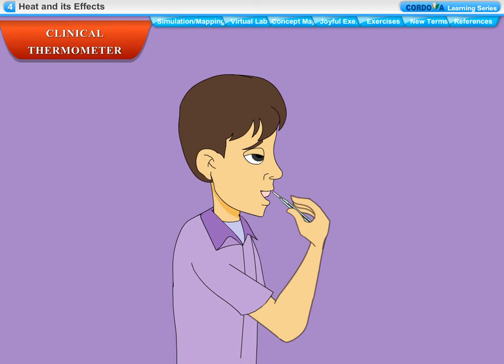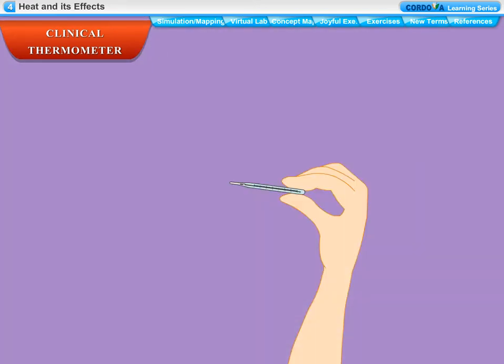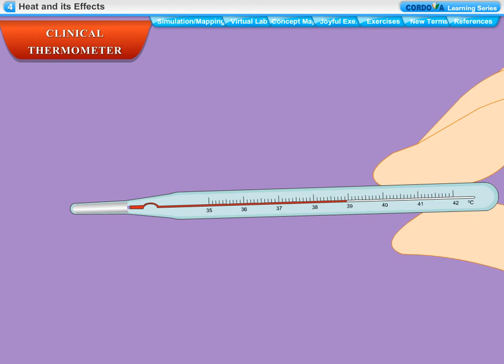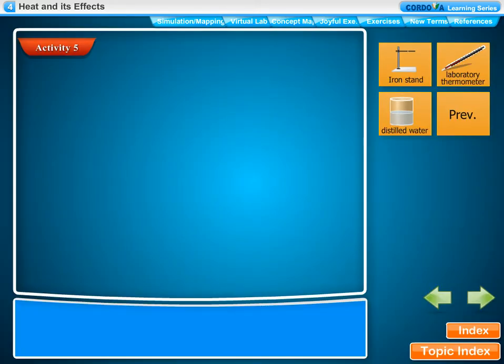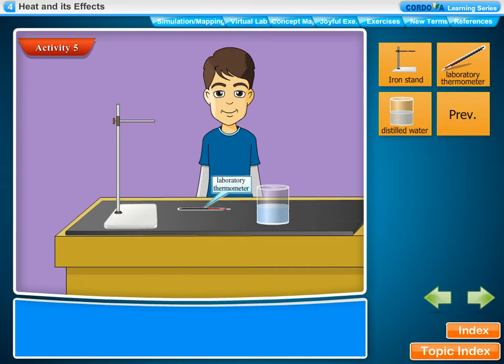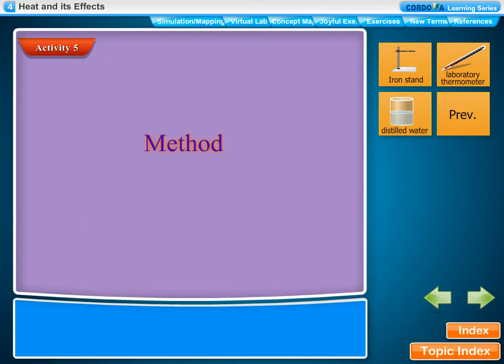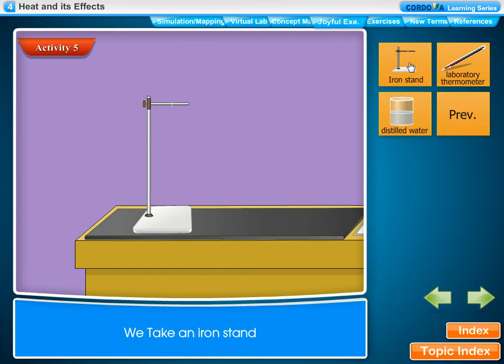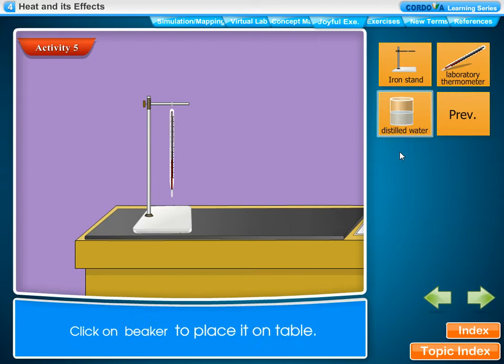After 2 minutes, take the thermometer out and read the mercury level of the thermometer by holding it horizontally in the line of sight. This is your body temperature in degrees Celsius. Activity 5. To find the temperature of hot water. Things needed: iron stand, laboratory thermometer, beaker. Method: we take an iron stand and suspend the laboratory thermometer from it.